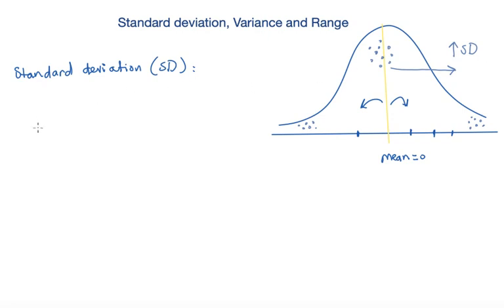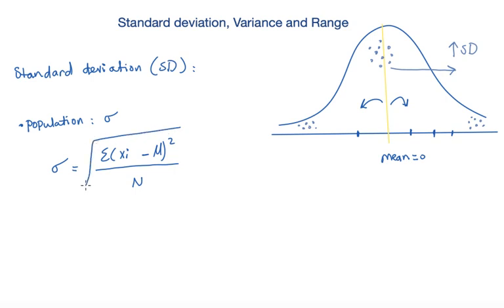We have two formulas for SD, one for the population, which is indicated by the letter sigma. So sigma equals the square root of the sum of all data set points minus the population mean, all squared, divided by the size of the population, which is n.